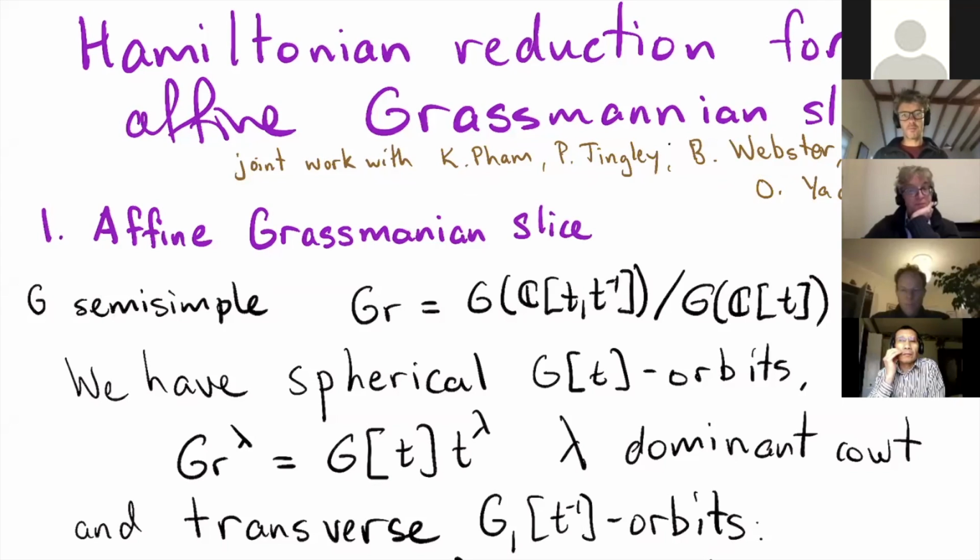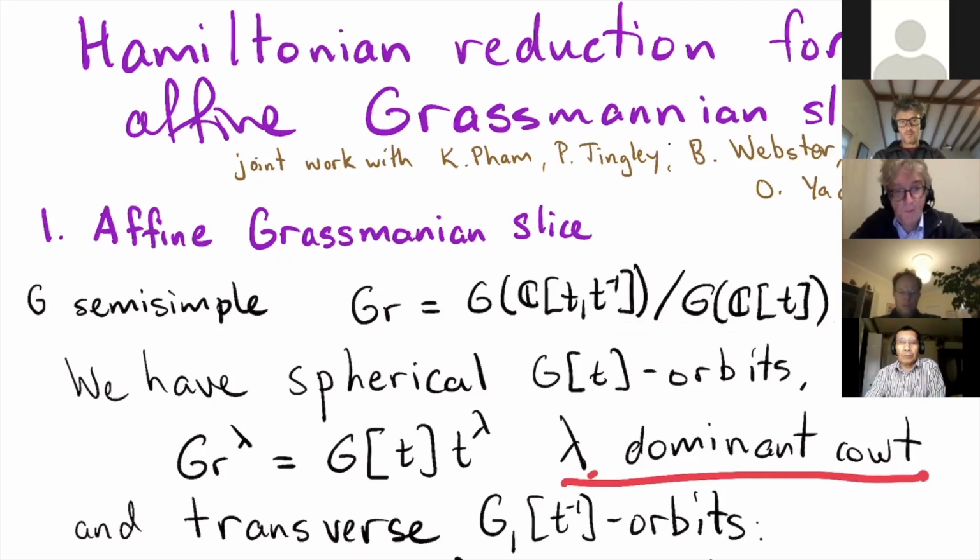So we'll start with a semi-simple group, and then we form its affine Grassmannian. So we take G over Laurent polynomials and divide out by G over polynomials. And we have on this affine Grassmannian well-known spherical orbits, the orbits of the group G over polynomials. And these orbits are parameterized by the dominant co-weights of our group G. So for every dominant co-weight, I have an element T^lambda.